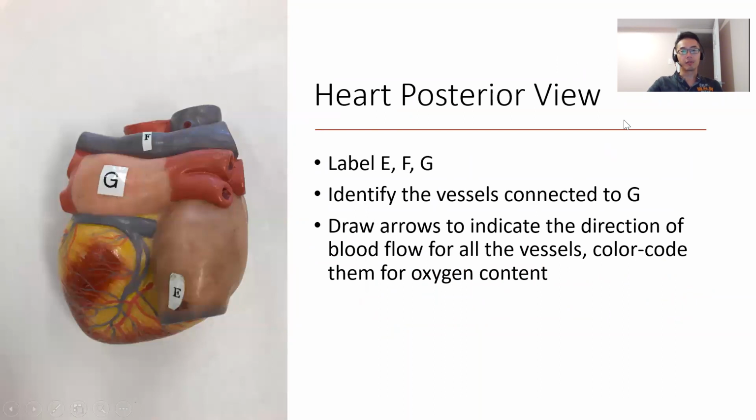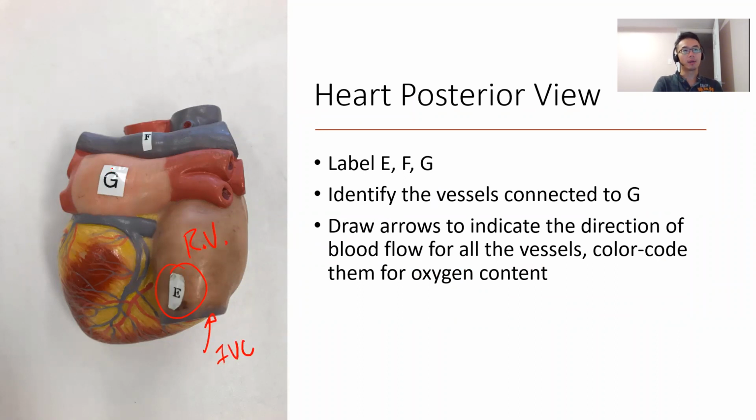This is the posterior view now. You're looking at it from the back. E should probably be a little bit higher up. E is the right ventricle. Right ventricle, and here is the inferior vena cava coming in.